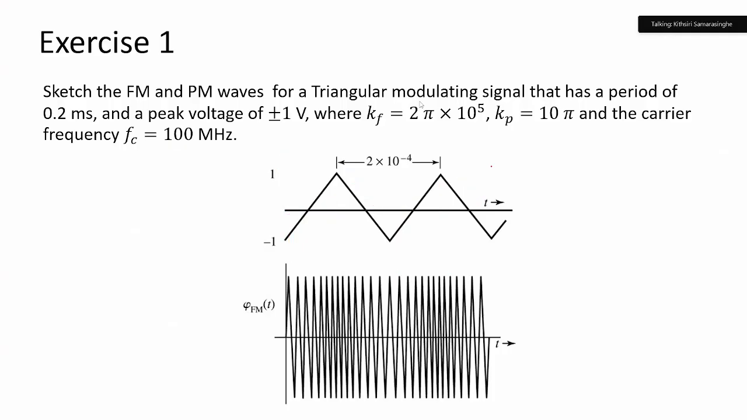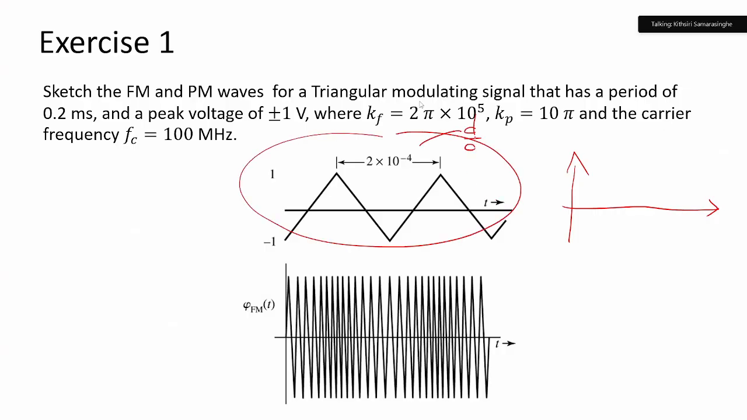Now, if I differentiate this, what will be the wave shape? Take the whole waveform and find the derivative. And this is plus slope. During this time, it will be negative slope, positive slope, negative slope, likewise. So derivative of x(t) is a square wave.